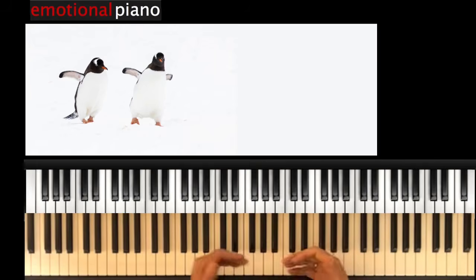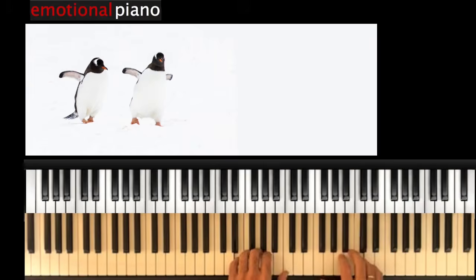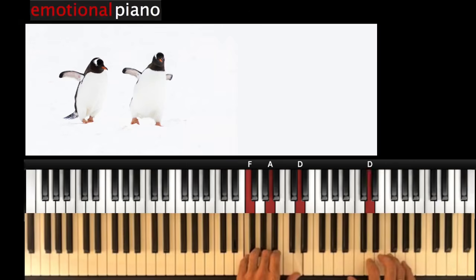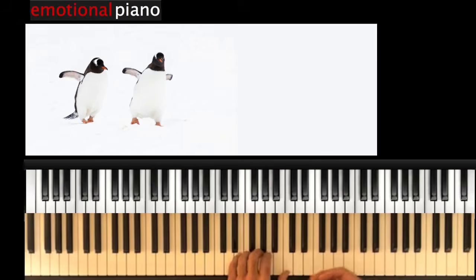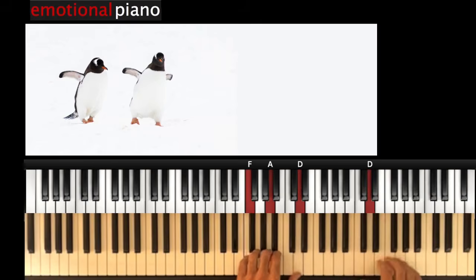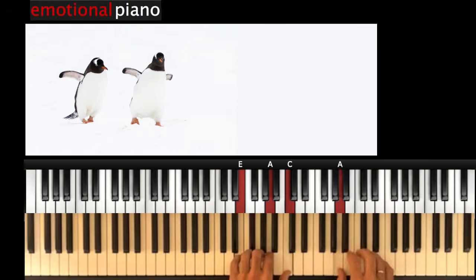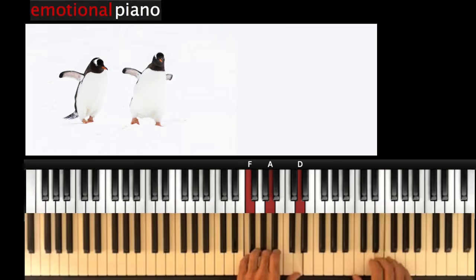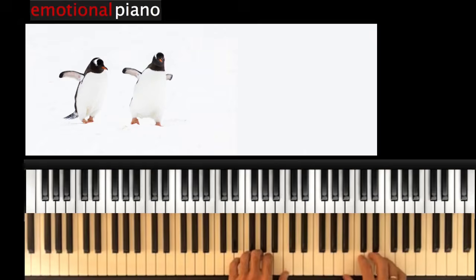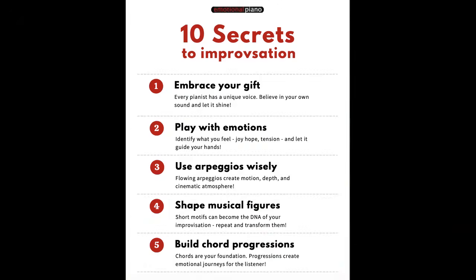First type, phrases with neighboring tones. These are phrases where notes move step by step, like this. Like our penguins walking slowly side by side. For example, under A minor, C, B, A. Under D minor, E, D or F, E, D. Or even longer, A, B, C, D, E, F. Still gentle and connected.